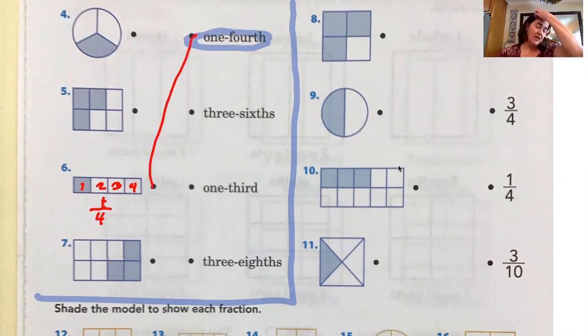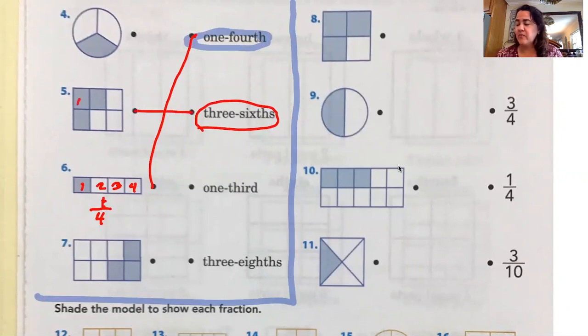Good job. All right, next one, I need to find 3/6. How would I find 3/6, Lola? Good. You're right, straight across. Because I have 1, 2, 3, 4, 5, 6 parts. So I know that's the denominator. And how many are colored in? 1, 2, 3. 3/6.